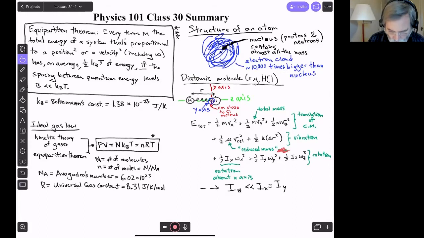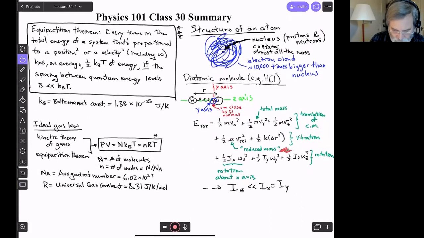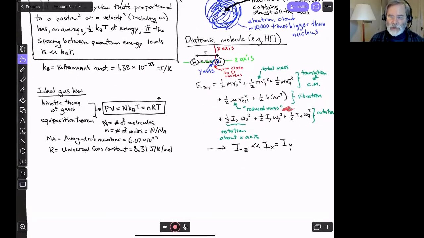Okay, so let's talk a little bit more about rotations about the z-axis and the spacing between quantum energy levels for rotation. This is something that might surprise you, but in fact, objects are not allowed to just rotate at whatever speed they want to. The rotational speeds that are allowed by quantum mechanics are actually quantized. For macroscopic objects, that is essentially never observable. But when you're talking about atomic scale objects, that quantization of the rotation becomes quite important.